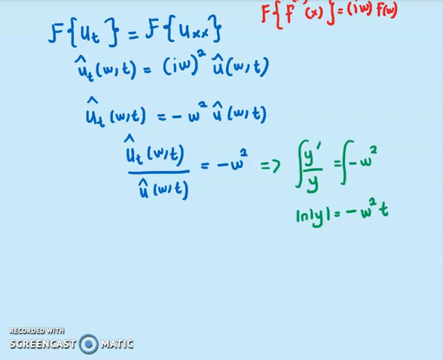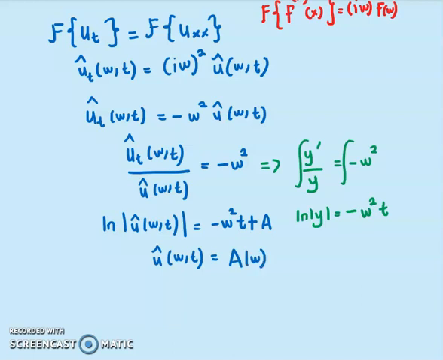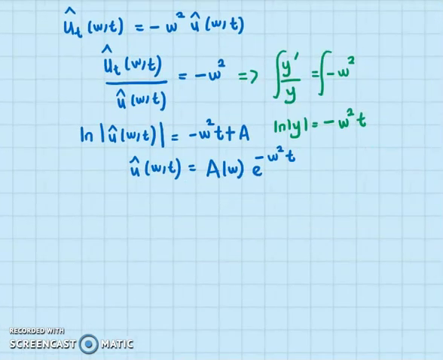Similarly, I have ln u hat omega t equals negative omega squared t plus a constant a. Now taking the exponent, u hat omega t equals a constant times e to the negative omega squared t. So this is what we have obtained from the heat equation.